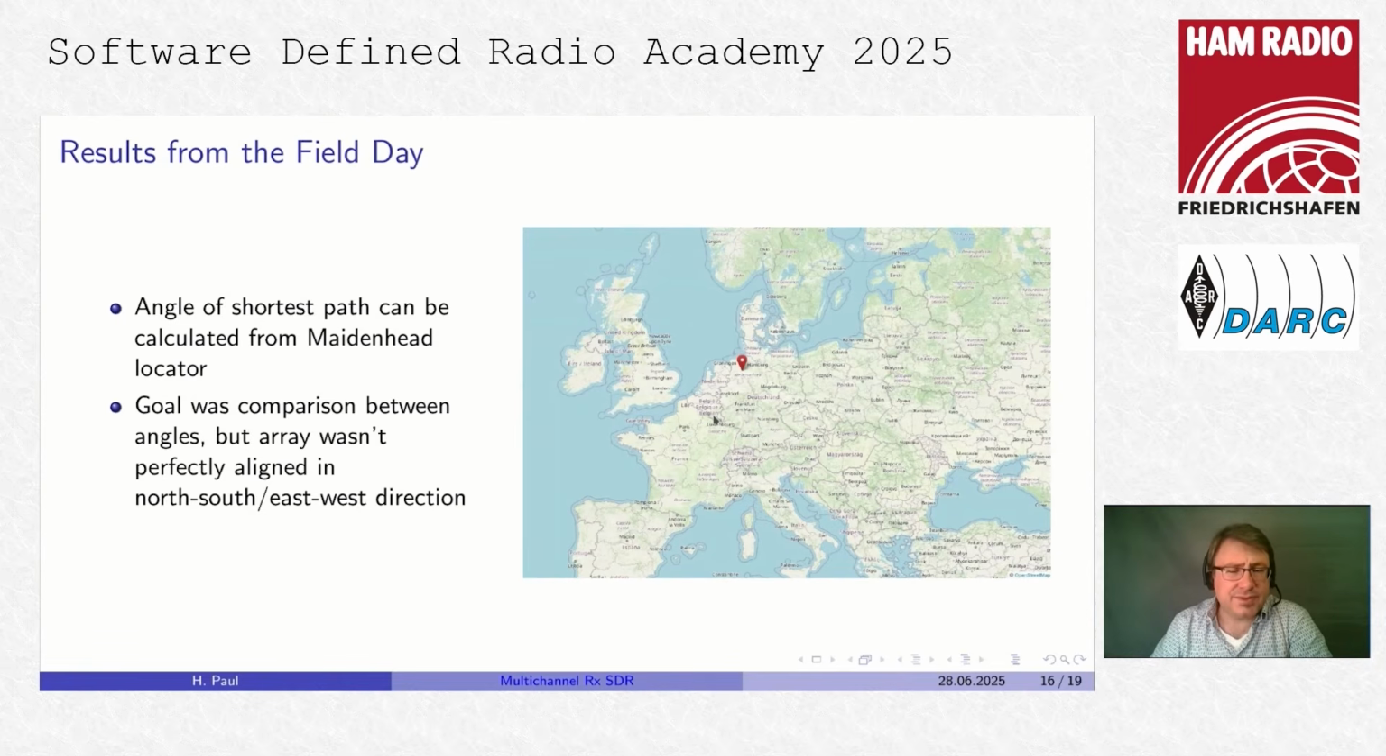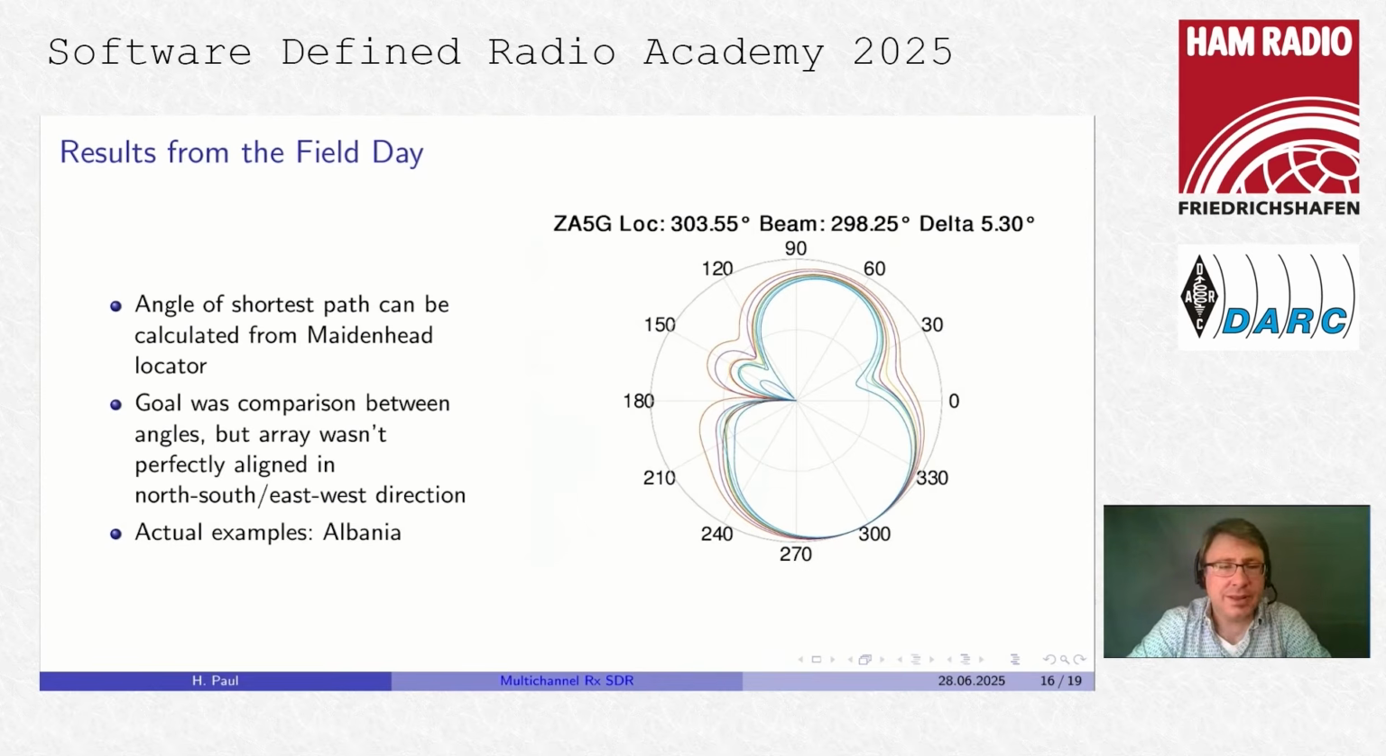What was a bit tricky is I wasn't able to align my receive array perfectly in north, south, east, west direction. It was only approximate, looking at Google Maps at the view from the top and somehow aligning my antenna, only telling from the way that the fence was oriented. So it isn't exactly north-south, but I guess it's good enough to get the impression. So maybe start with an example now. For instance, this station from Albania. Albania is actually southeast from northern Germany, and this is what you also see in this plot here.